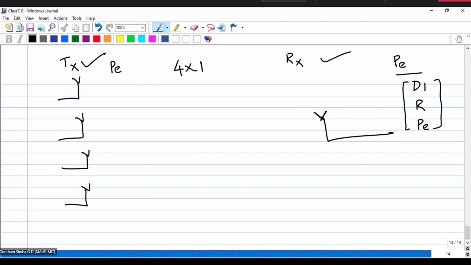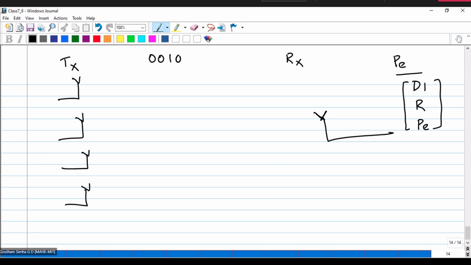For a 4x1 system and for a 1x4 system, you will get the same diversity order and the same performance analysis. It will never change. But now, tell me how transmit diversity comes into the picture here. How well can you obtain transmit diversity?